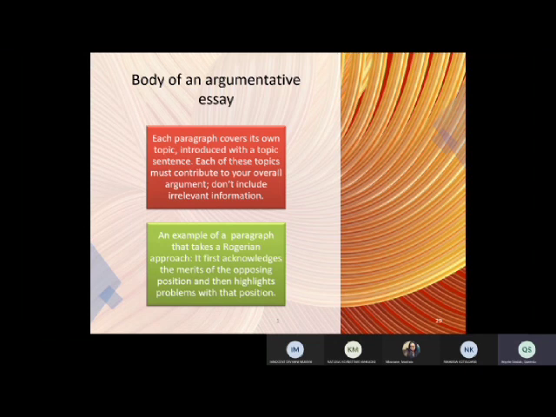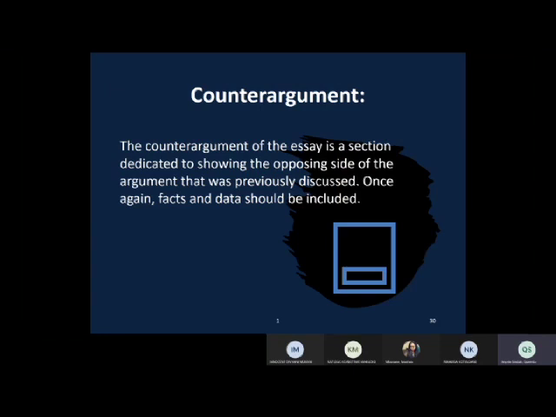So an example of a paragraph that takes a Rogerian approach, remember our favorite approach, first acknowledges the merits of the opposing position and then highlights the problem with that position, right? So that is your counter argument paragraph. The argumentative essay will take this structure. So you have 1, your introduction, and then 2, you will decide.